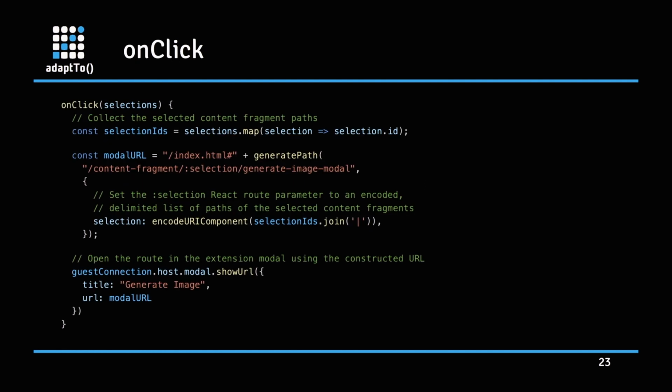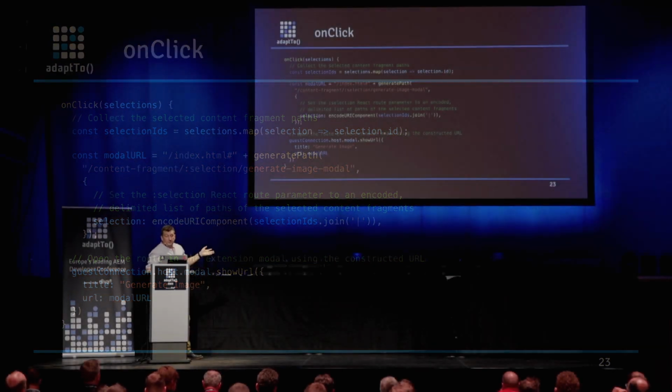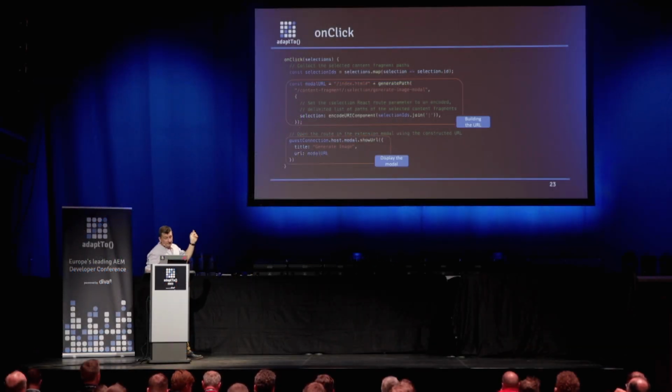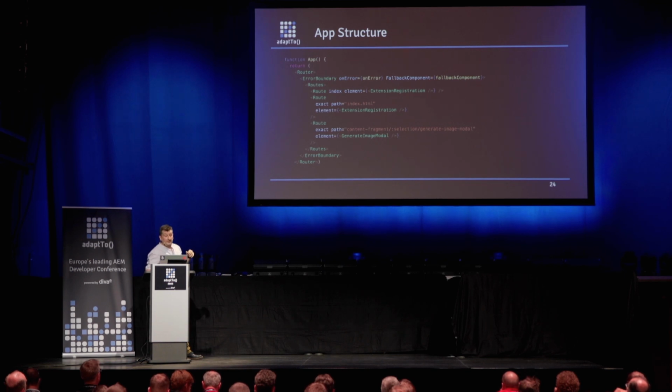So now the onClick function, better. The only thing that it does is generate a URL using the IDs that were passed, the content fragment IDs in that case, being sent by our framework. And then it calls through a connection provided by the framework, guest connection, to show the model in the URL. So we'll see what this model is. Very good. This is the app structure.